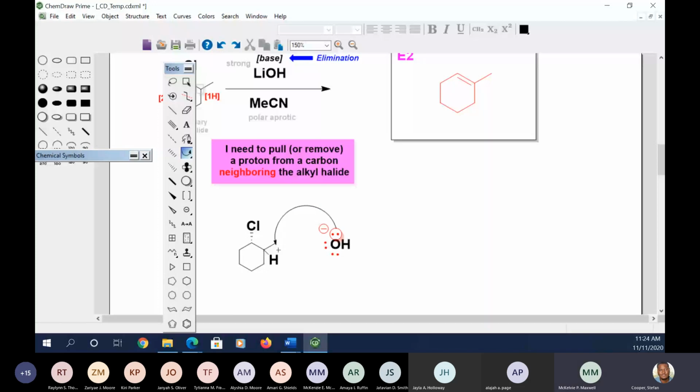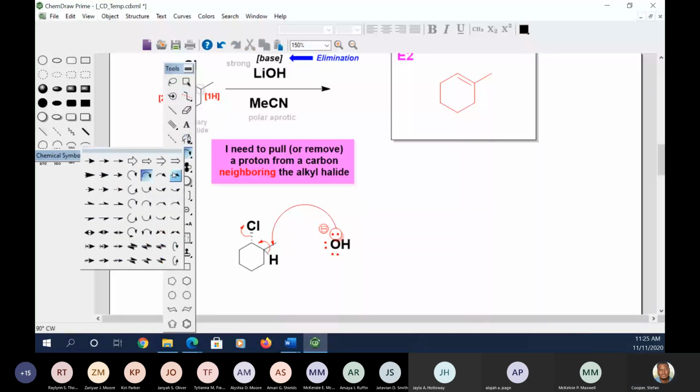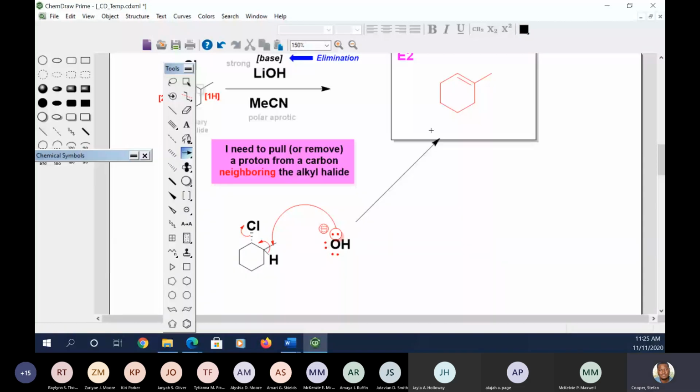I'm going to pull that hydrogen here, right? The electrons in that bond are going to collapse to form a double bond, and I'm going to kick off chlorine here. So again, everything happens at one time. And that's going to lead to my final product, which is here.